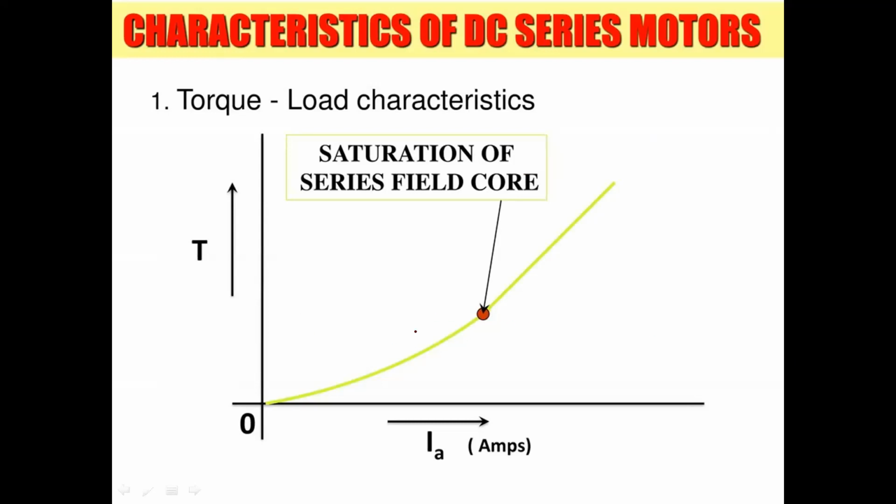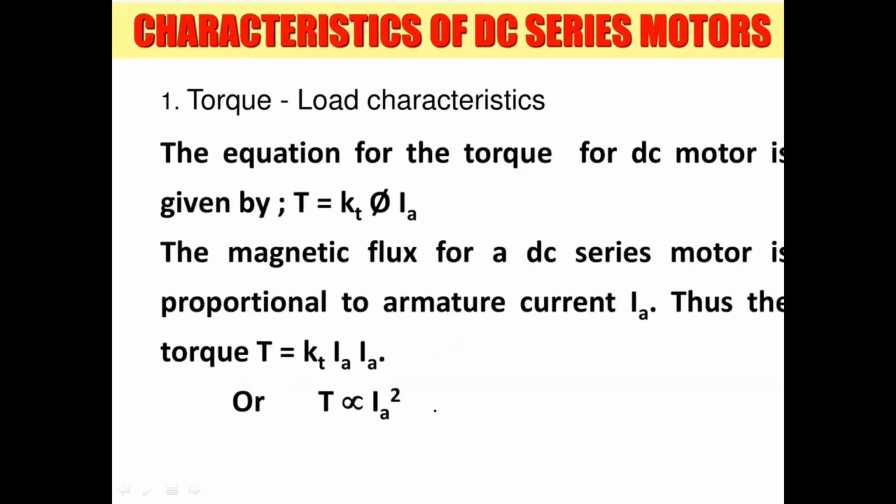Torque armature current characteristics of the series motor. We know that torque is proportional to flux and armature current. In a series motor, the flux is also proportional to armature current, because in a series motor the armature current equals the field current, which is the series current.